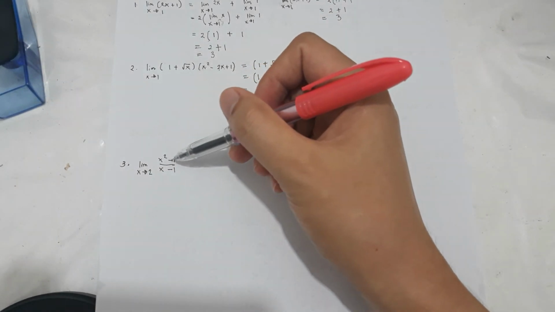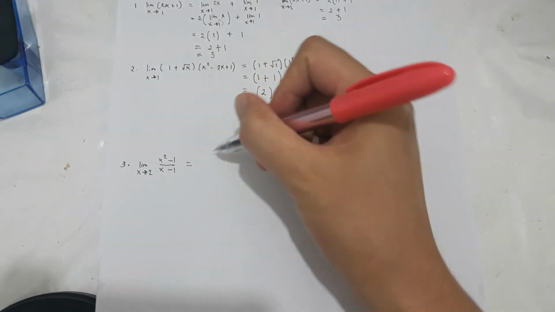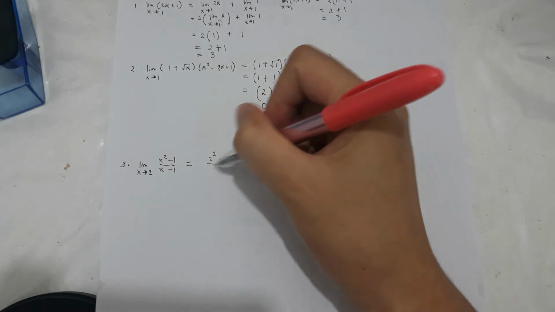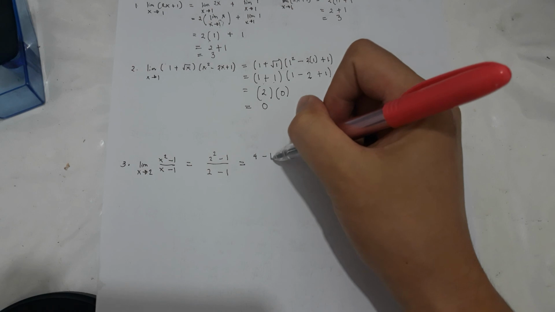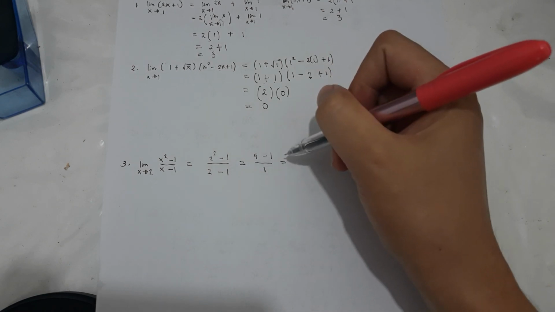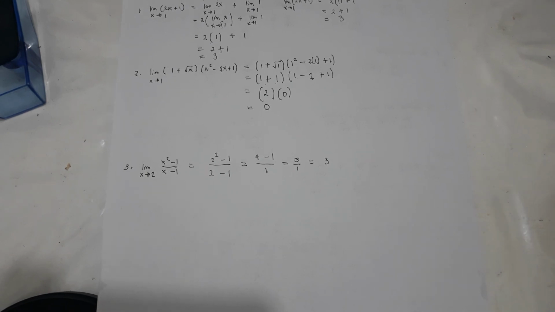So next is the limit of x squared minus 1 over x minus 1 as x approaches 2. So this is equal to 2 squared minus 1 over 2 minus 1. So 2 squared is 4 minus 1 over 1, which is equal to 3 over 1, which is also equal to 3. So that's the limit of x squared minus 1 over x minus 1 as x approaches 2, which is 3.